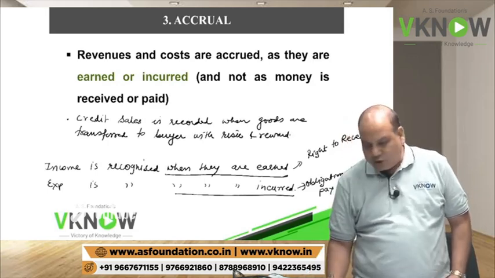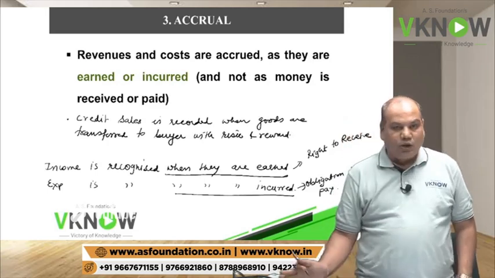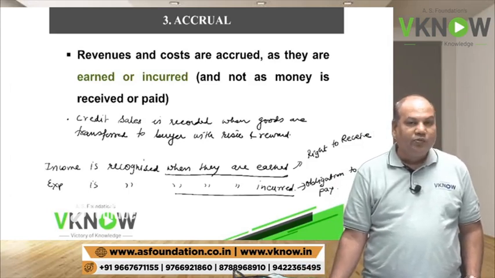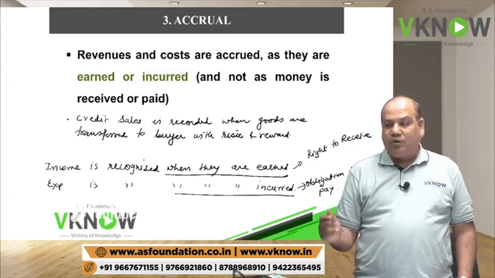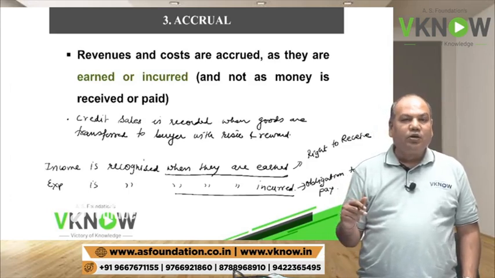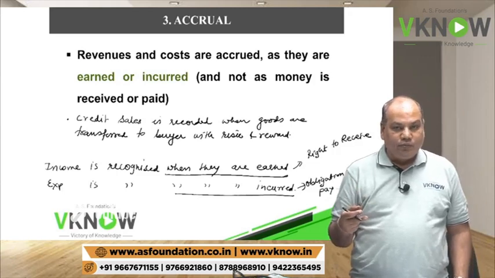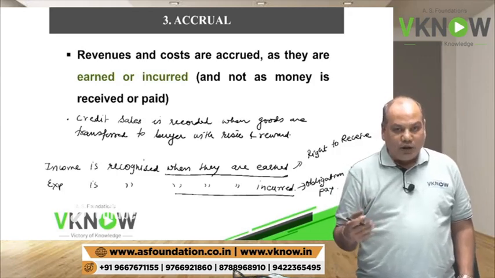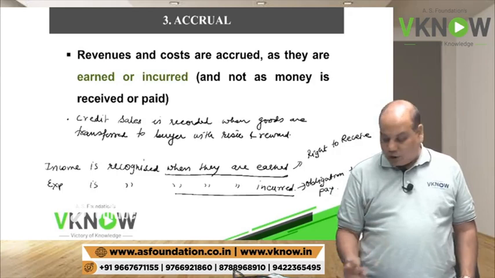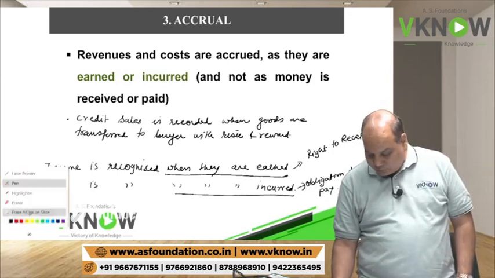When you sell goods and assuming the conditions of sale are satisfied, risk and reward is transferred, you pass an entry: customer or debtor account debit to sales. What you are doing? You are recognizing the revenue because you have earned it, even though the customer will pay you later.